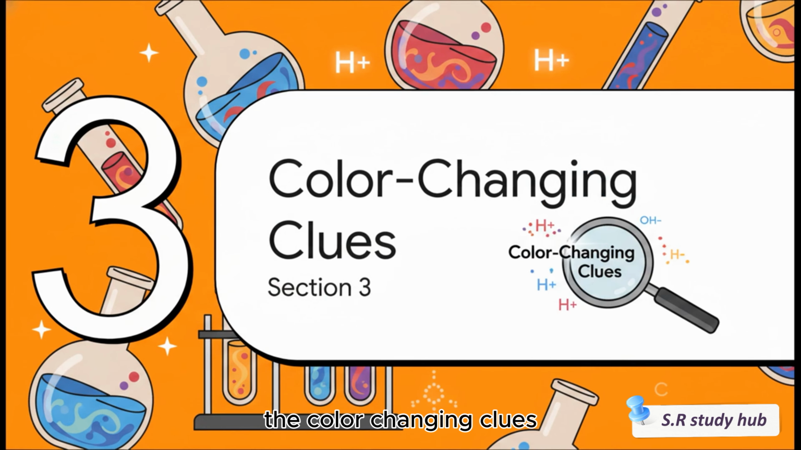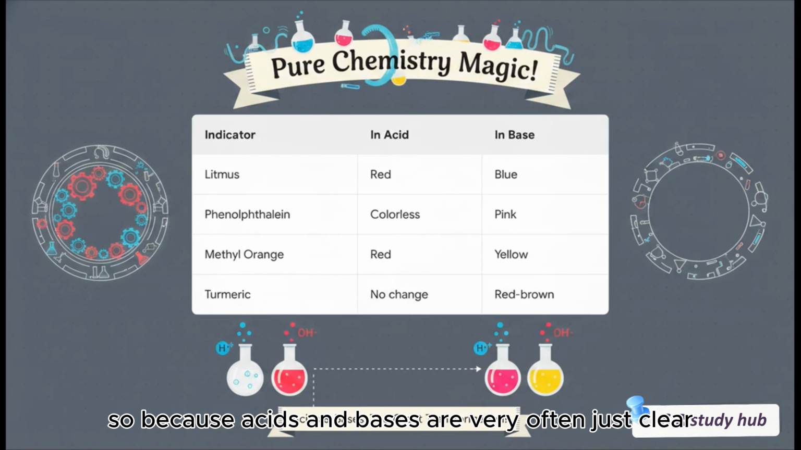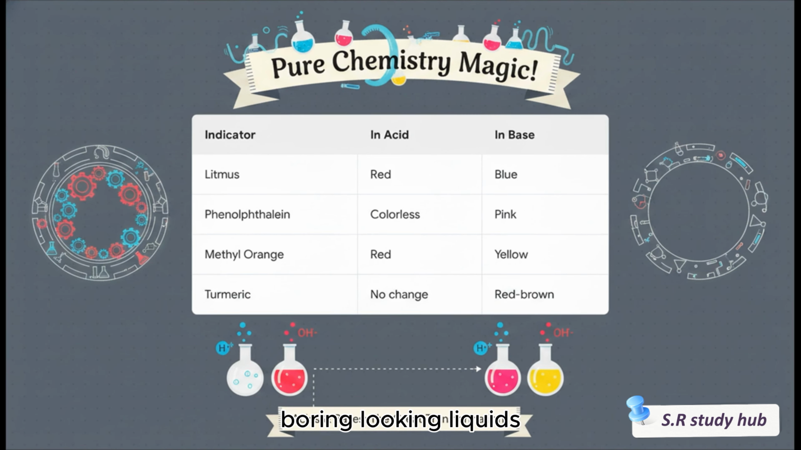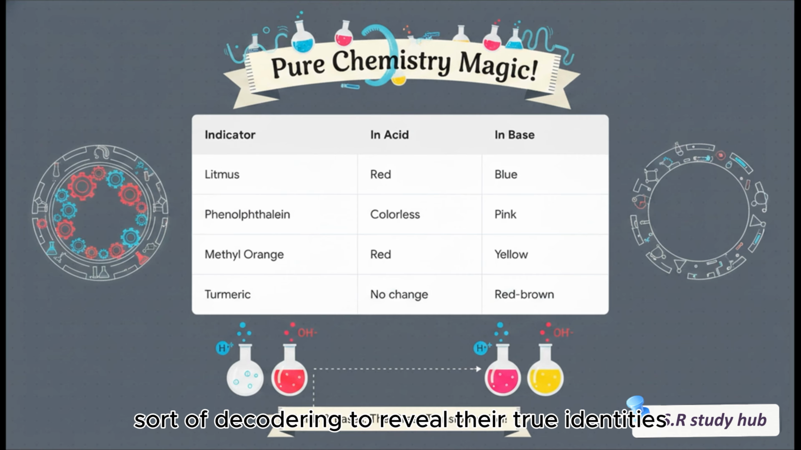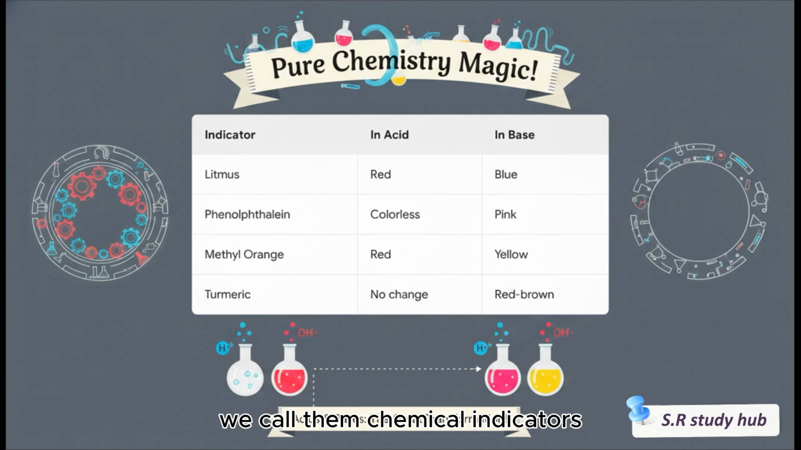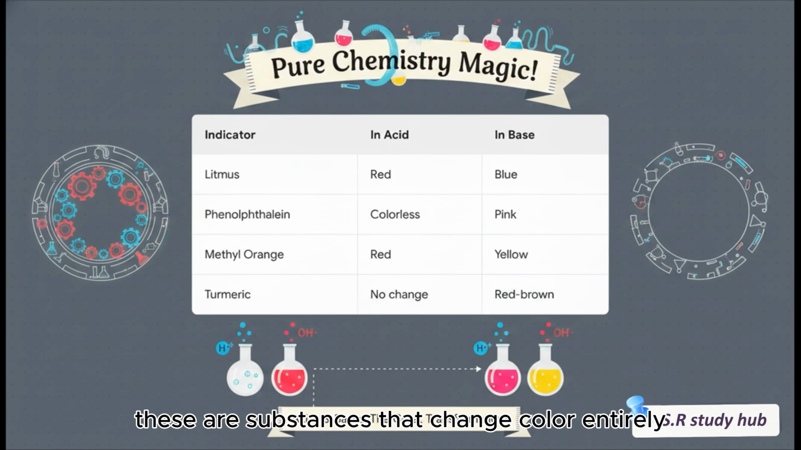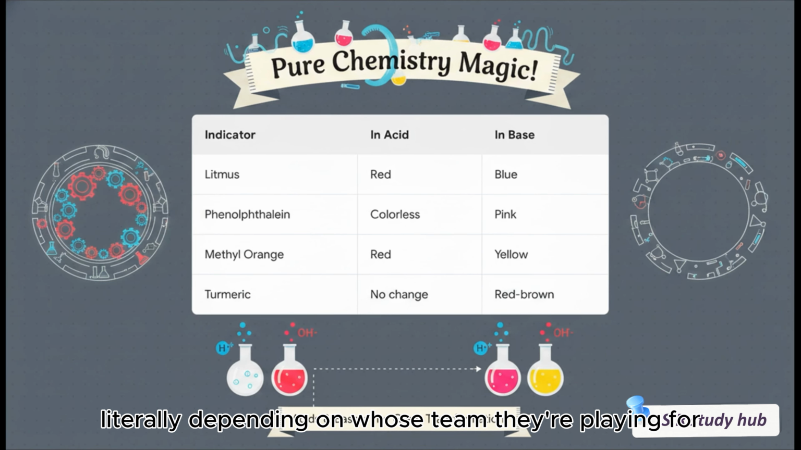Section 3, The Color-Changing Clues. So, because acids and bases are very often just clear, boring-looking liquids, chemists have to use this brilliant sort of decoder ring to reveal their true identities. We call them chemical indicators. These are substances that change color, literally, depending on whose team they're playing for.